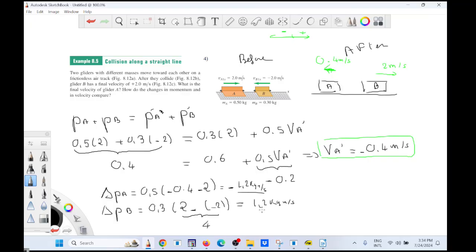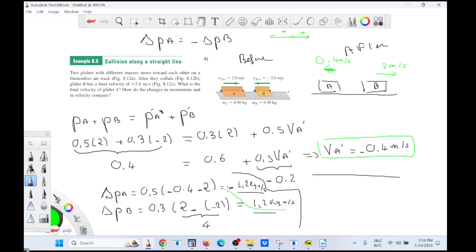So the momentum lost by A will be equal to the momentum gained by B, which we knew because that's called conservation of momentum. Whatever is lost by one equals whatever is gained by the other one.